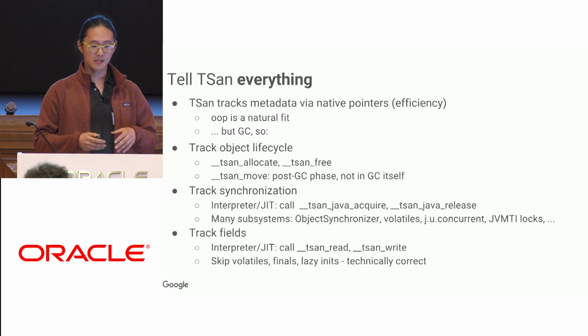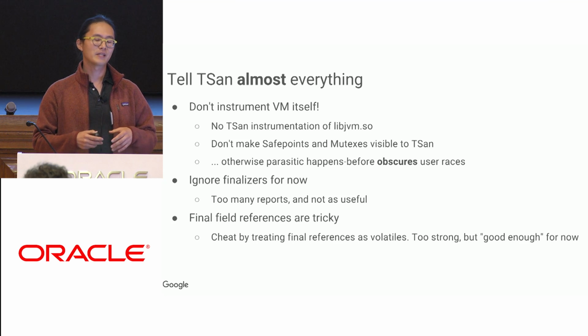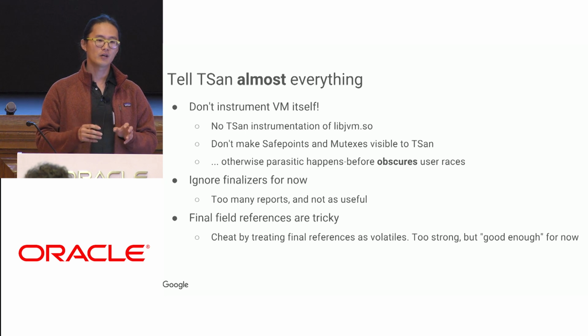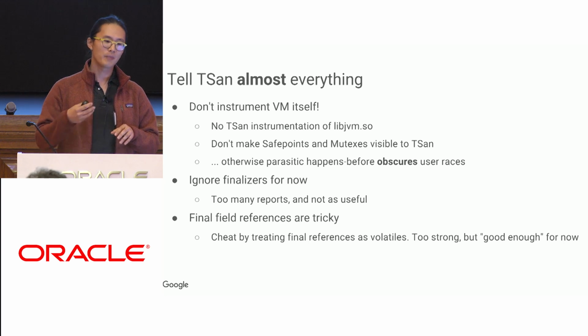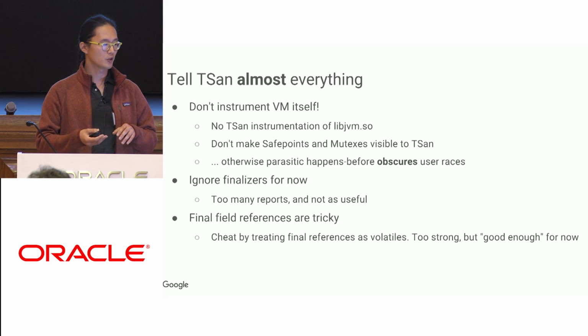So I said let's tell TSAN everything, but you don't want to tell them everything. We want to tell it almost everything. And the things we don't want to tell TSAN are things like what's going on in the VM itself. In particular, we don't take libjvm.so and compile it with TSAN instrumentation.